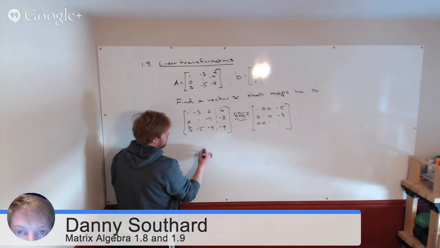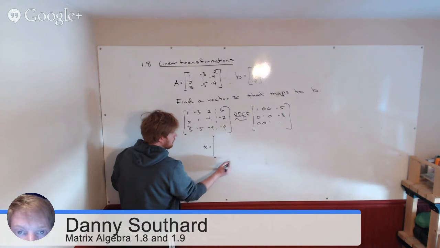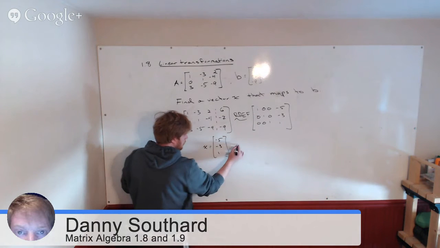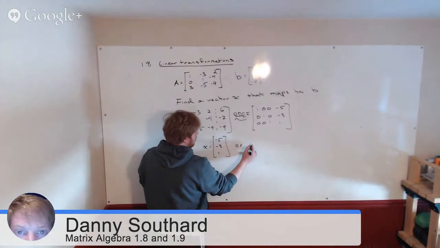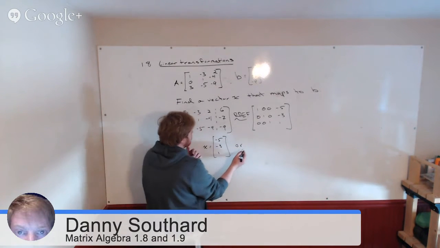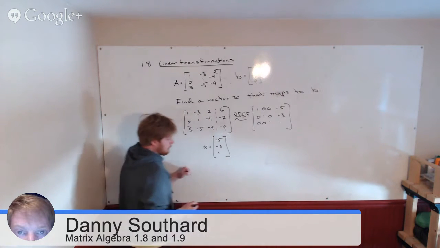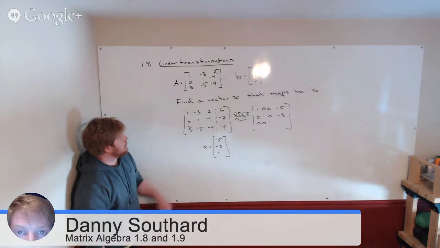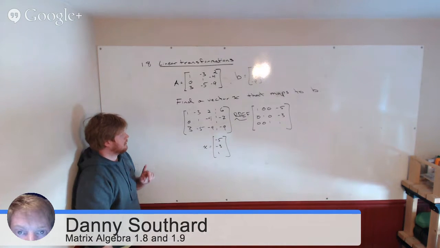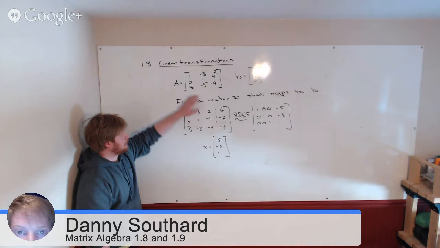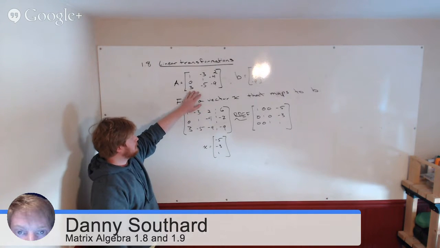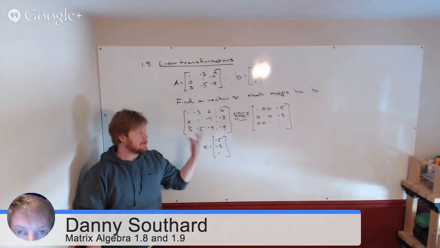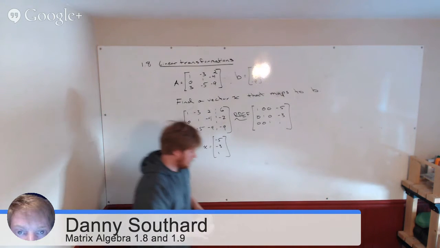So we know x is -5, -3, 1. Which is nice. It's unique. So that means that there's only one vector in R3 that under the specific transformation A will take me to b. That's useful. That's nice.